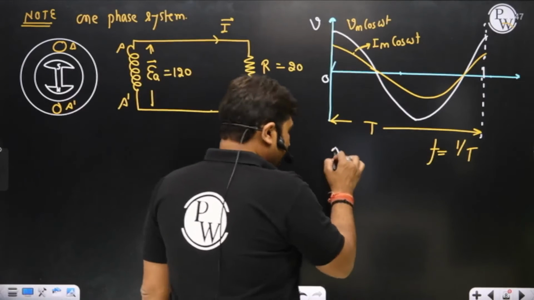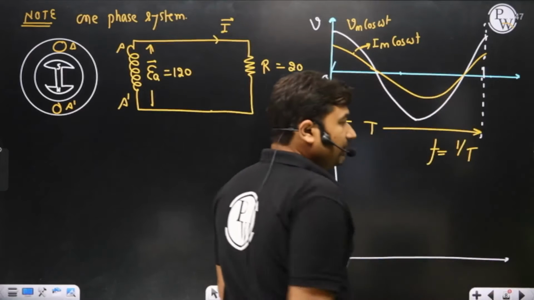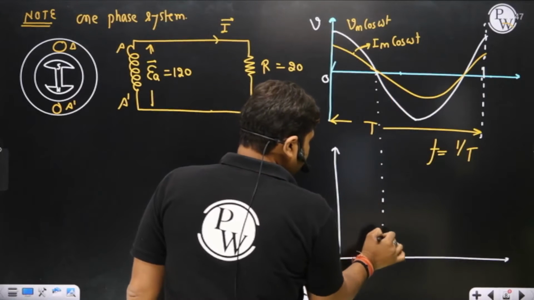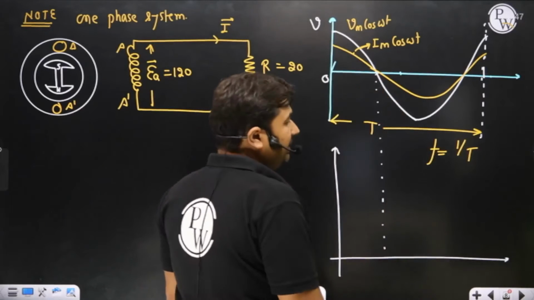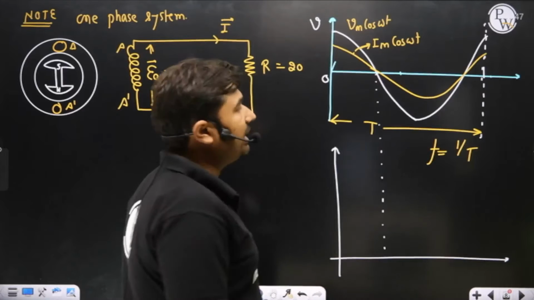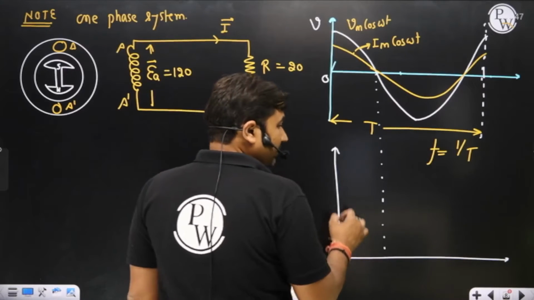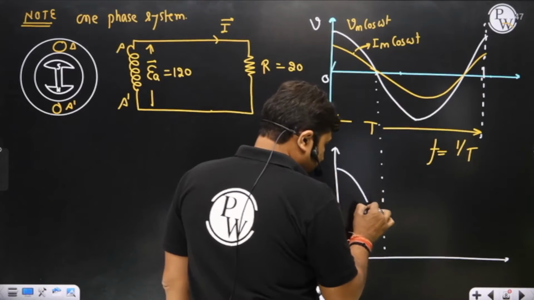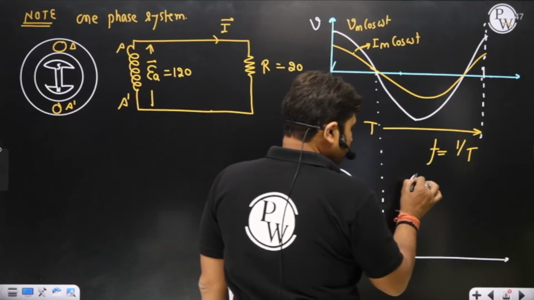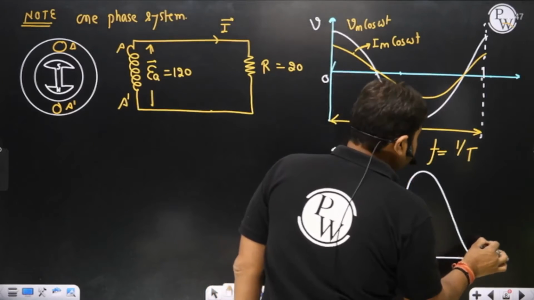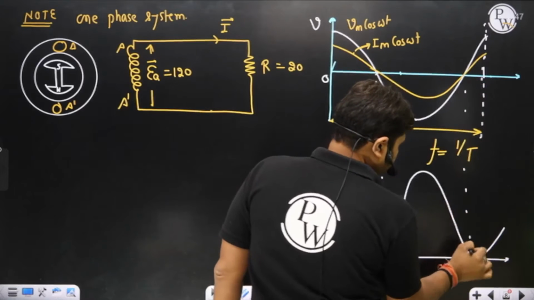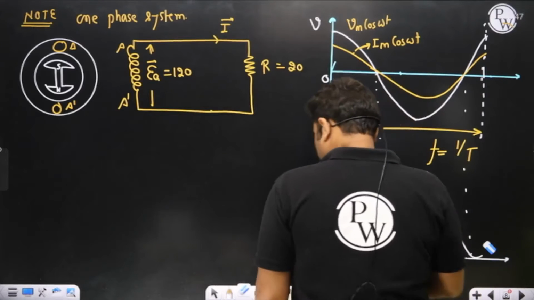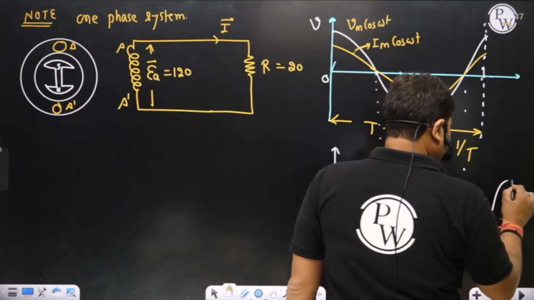So what about the power? Power can be observed here. We can multiply V and I. If I multiply V and I, it will become Vm cos omega t into Im cos omega t. So the multiplication of these two will reach here, then again it will reach here. Can I represent it in this way? So we have a power.